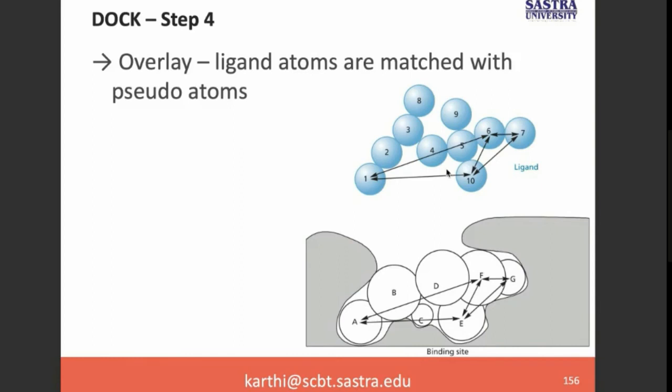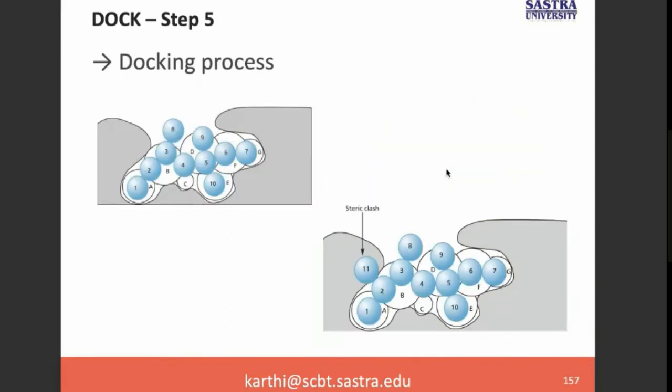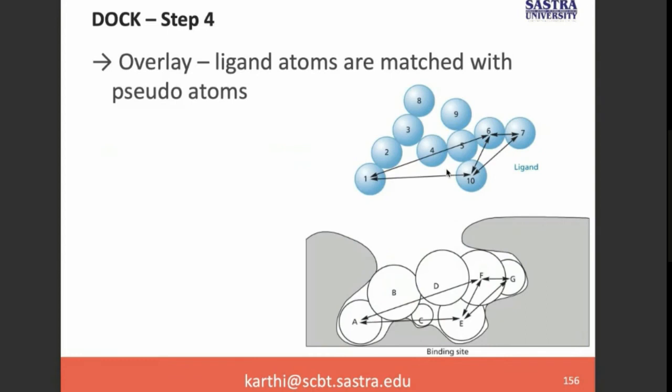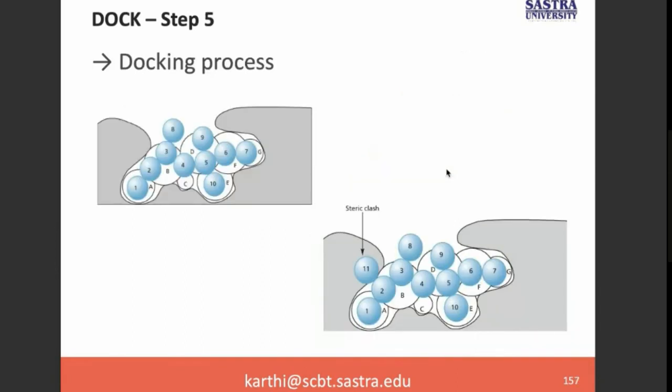Is that understandable? Yes, sir. Okay, so that is what they do. With this procedure, we can fit the ligand molecule in different orientations. There may be more than one way we can fit the ligand molecule inside the binding site. In the sense, more than one way we can fit the pseudo atom centroids and the centroids of the spheres which are present in the binding site.